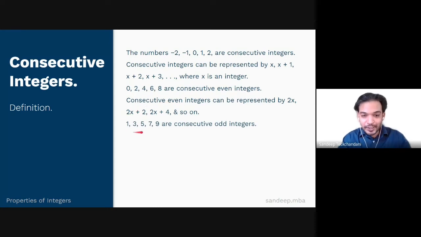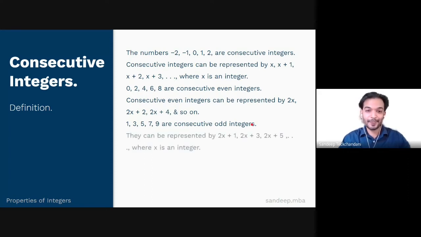Next, consider these numbers: 1, which is an odd number; 3, odd again; 5 is odd; 7 is odd; and so is 9. The numbers are increasing by 2. Therefore, they are called consecutive odd integers. They can be represented by 2x plus 1, 2x plus 3, 2x plus 5, and so on, where x is an integer.